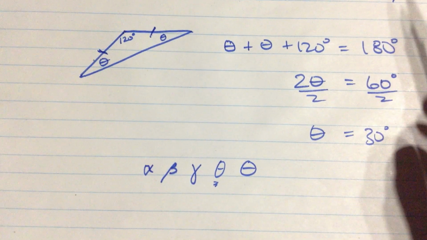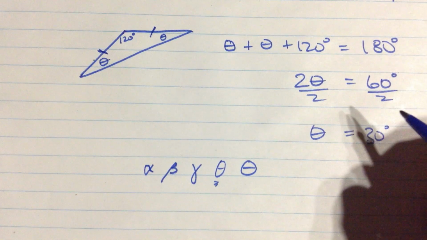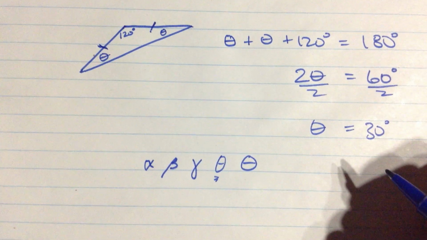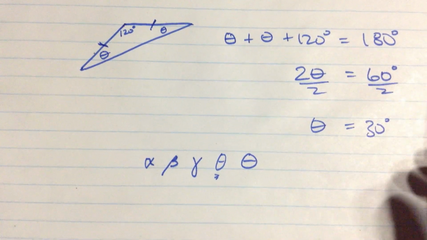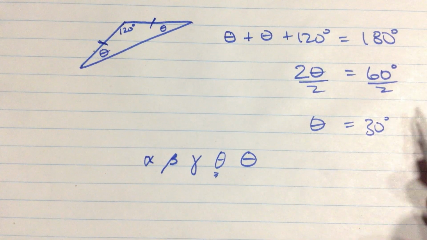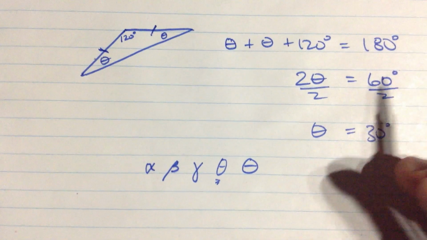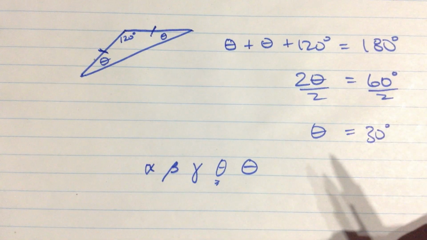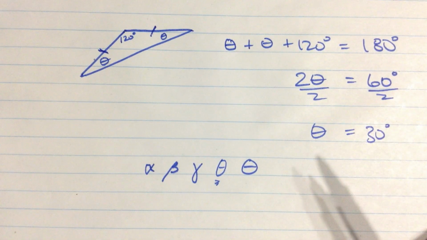Okay, so let's just do a quick recap. We know that the angles always add up to 180 in a triangle. There are acute, right, and obtuse triangles, depending on the maximum angle. And there are scalene, isosceles, and equilateral triangles, depending on how many sides and angles are equal to each other.